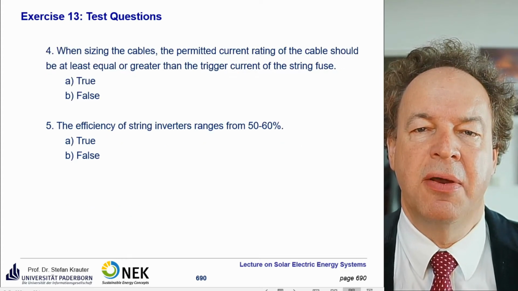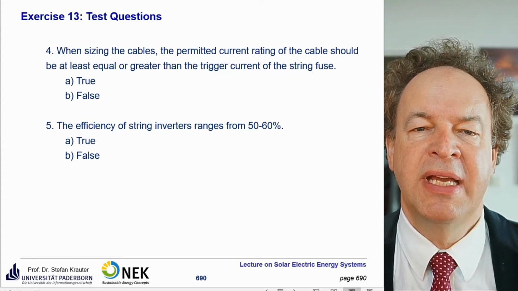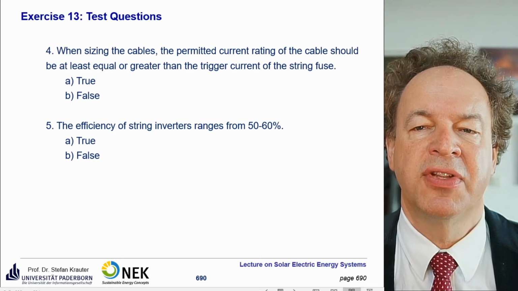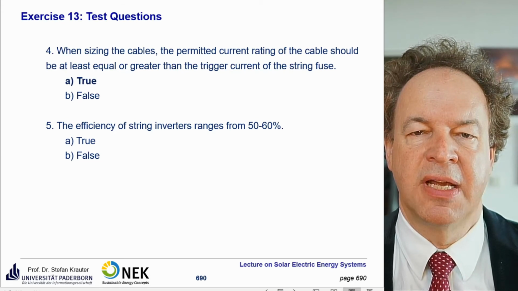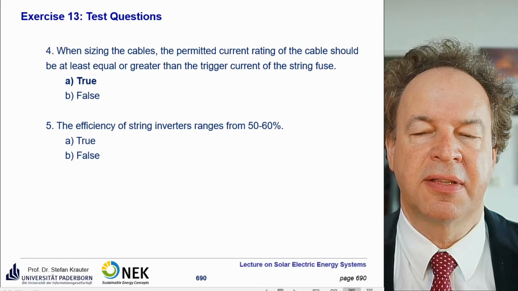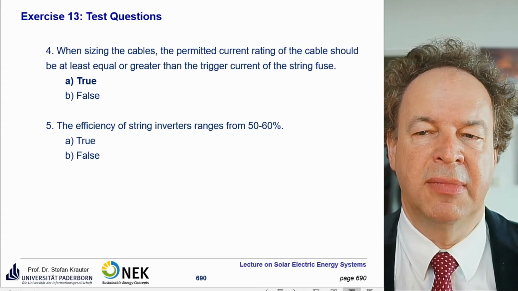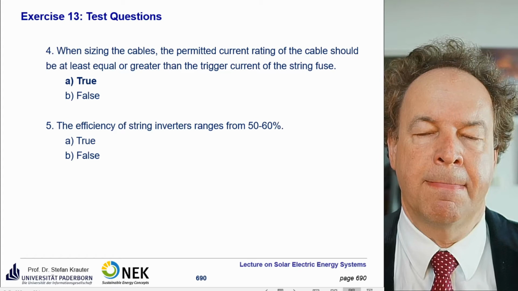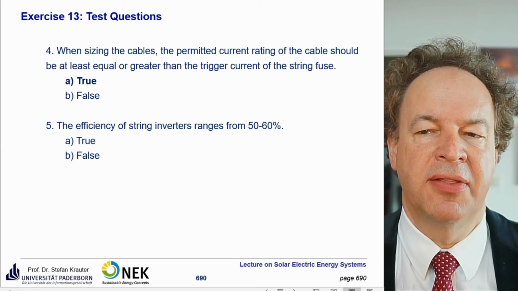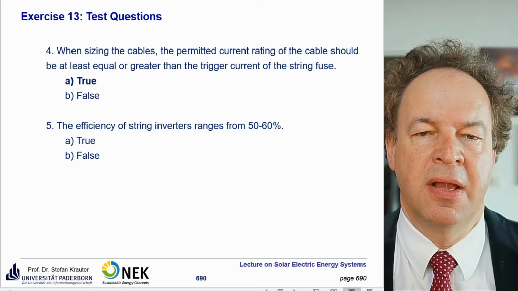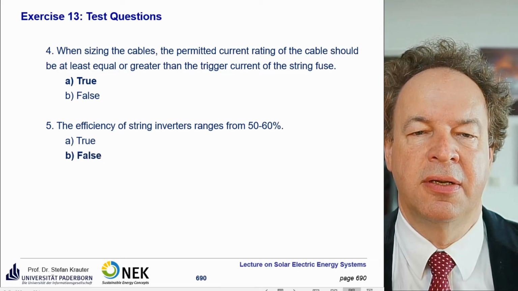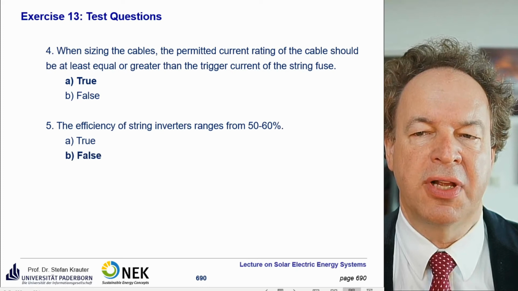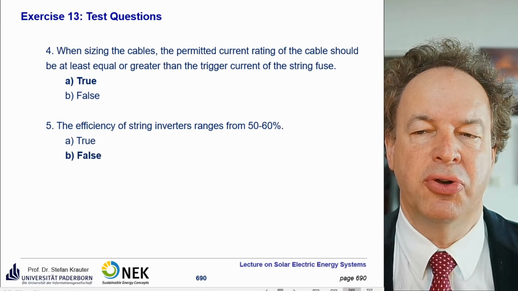When sizing the cables, the permitted current rating of the cable should be at least equal to or greater than the trigger current of the string fuse. Is that true or false? It's true. You should protect the cables so they don't overheat and the insulation doesn't evaporate, and therefore you have to keep the fuse at a lower rating than the cable. The efficiency of a string inverter ranges from 50 to 60%. That's totally nonsense. Nowadays, even string inverters and module inverters are in the vicinity of above 90% conversion efficiency.